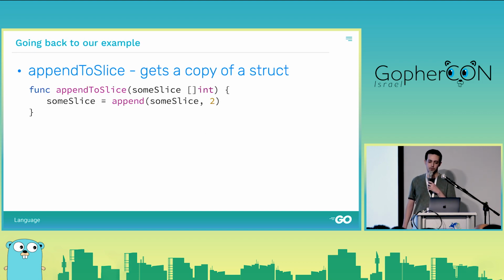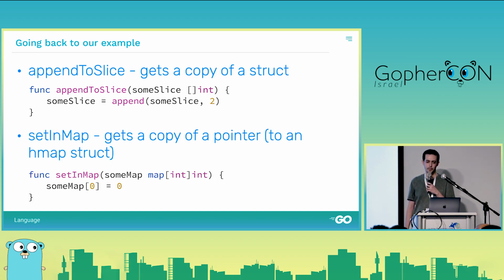Now going back to our example, append slice gets a copy of a struct and modifies the caller's struct. But that didn't affect the caller's slice struct, which stayed the same. In set map, we got a copy of a pointer by value, and the action of setting the map's value dereferenced that pointer. So we actually accessed and changed the caller's map.